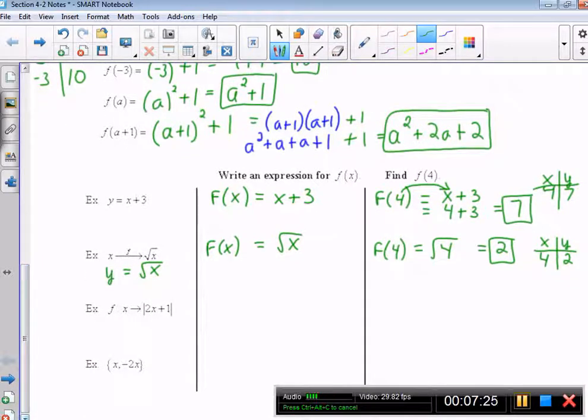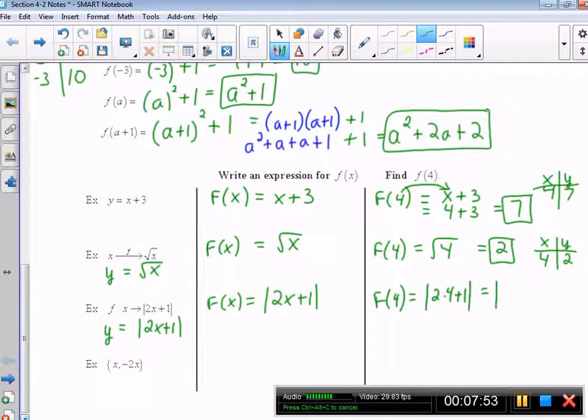Next one, x maps to absolute value of 2x plus 1 really just means y equals absolute value of 2x plus 1. So f of x equals absolute value of 2x plus 1. Okay, and now we want f of 4. So absolute value of 2 times 4 plus 1, which is the absolute value of 8 plus 1, which is 9. The absolute value of 9 is 9. So x coordinate 4, y coordinate 9.